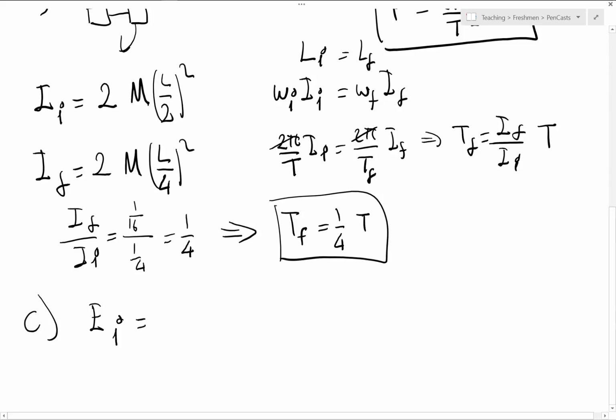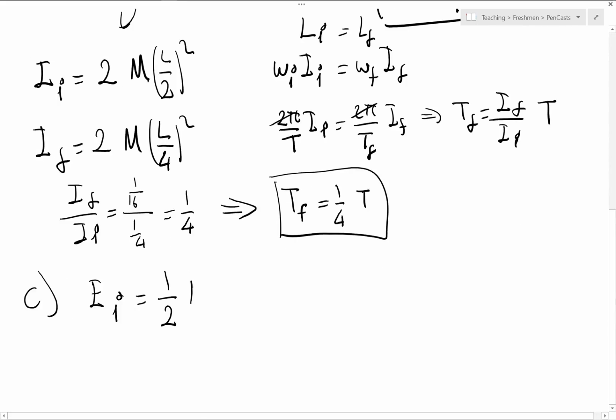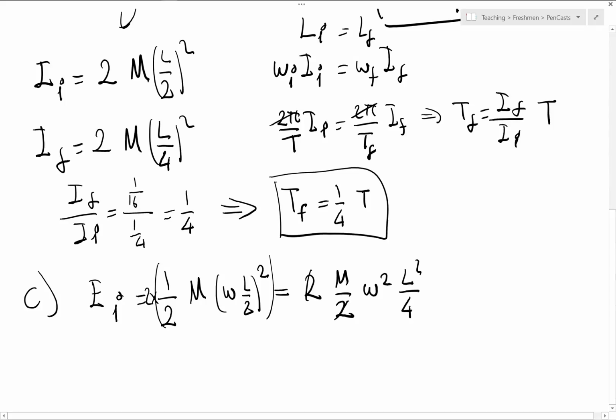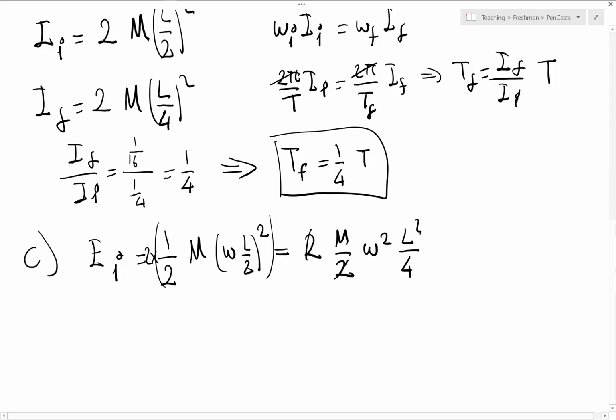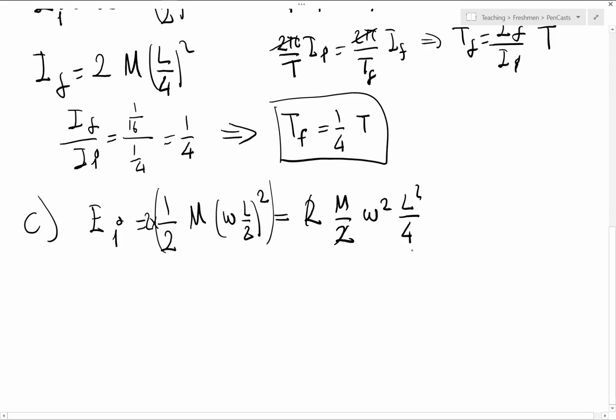The initial energy was 1/2 m times v squared, where v is omega times L over 2. I have two of those, so the 1/2 cancels with the 2, and I have omega squared L squared over 4. So this is going to be 1/4 m omega squared L squared.